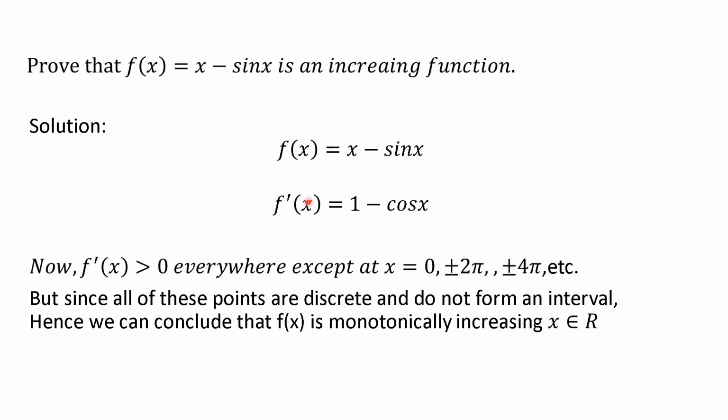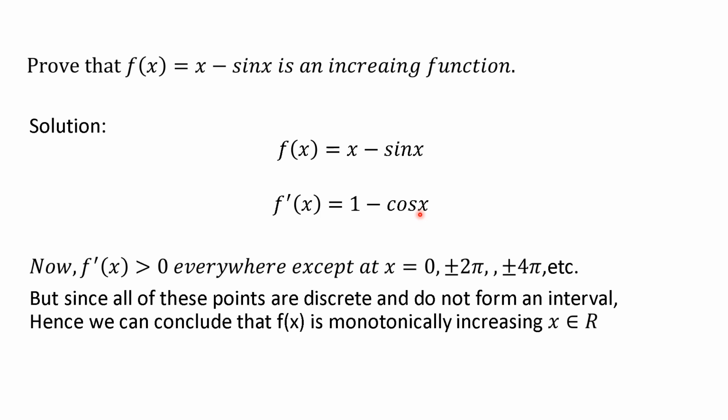Differentiation of this is f dash of x is equal to 1 minus cos x, since the differentiation of x is 1 and of sin x is cos x. See here, whatever value you give to x, you will get a positive number, that means greater than 0, except at the points where cos x is 1. At x equal to 0, cos 0 is 1, 1 minus 1 is 0. Cos 2 pi, cos of even times of pi, its value is 1, 1 minus 1 is 0.